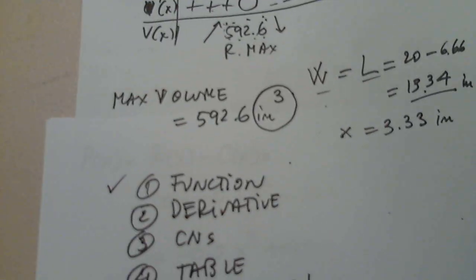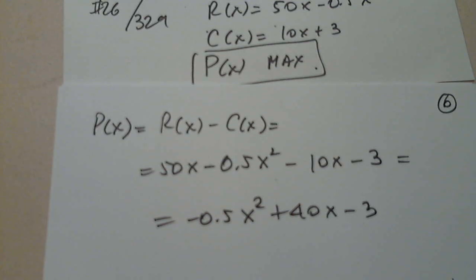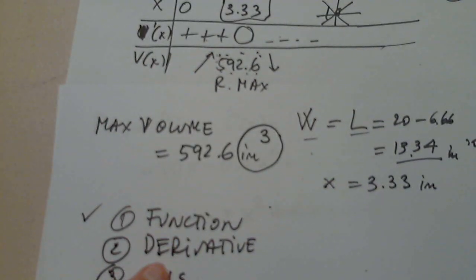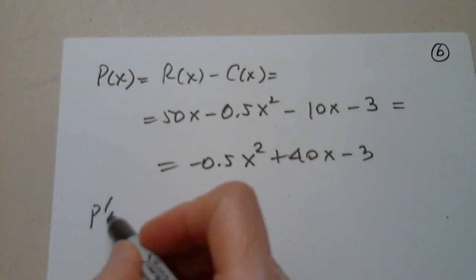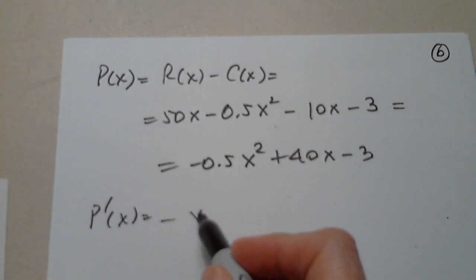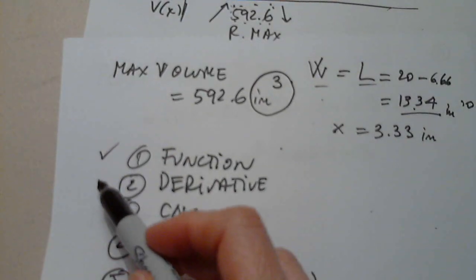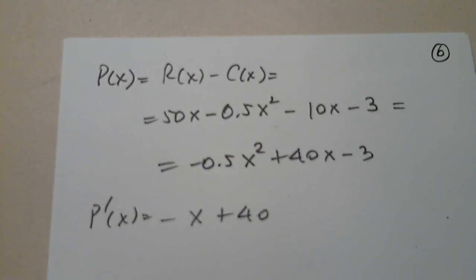What do I need to find next? So we just went through the function, we created the function. What do I need to find next? The first derivative. Very good. So I get negative x plus 40. Good. Now I have to find the critical number or critical numbers. How do I find that?